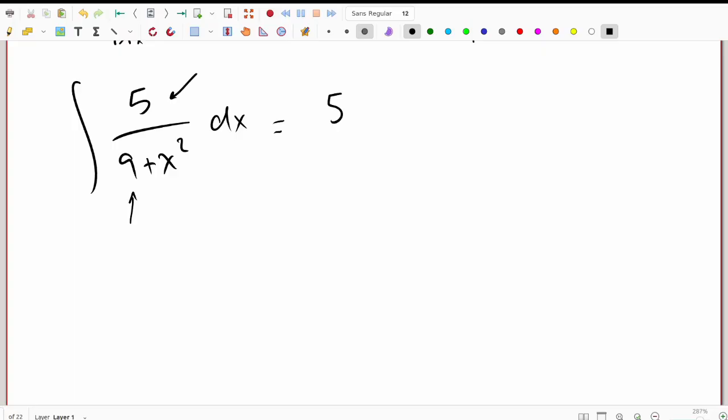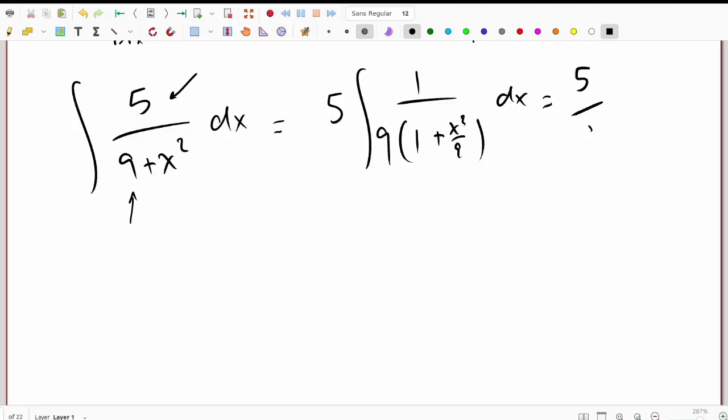I'm going to take the 5 outside. I'm going to say this is 1 over, and then I'm going to factor out a 9. So this becomes 1, and this becomes x squared over 9. I'm going to rewrite this once again. So this becomes 5 over 9, integral of 1 over 1 plus, I'm going to do more rearranging. Instead of writing x squared over 9, I'm going to write x over 3, whole squared.